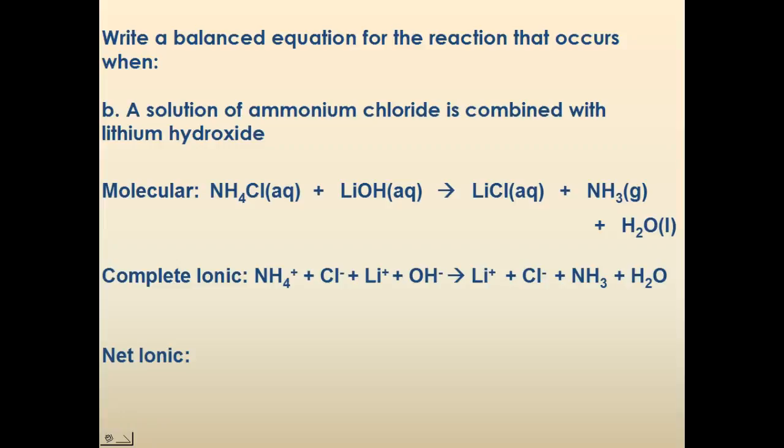So if we look at both sides of the equation, we see that we have lithium and chloride ions on both sides, so those are going to cancel. And we're left with the ammonium ions and the hydroxide ions making ammonia and water. So 2 more to go.